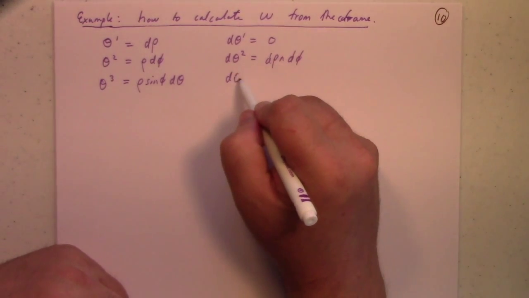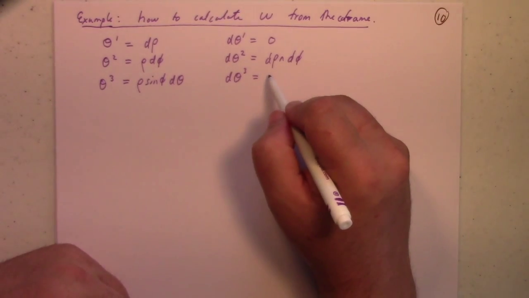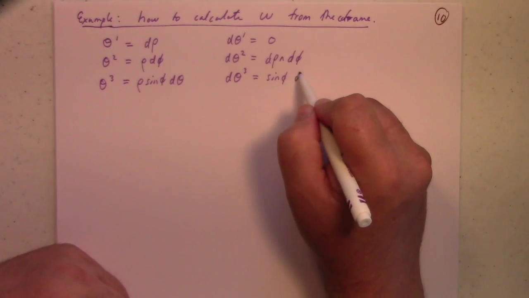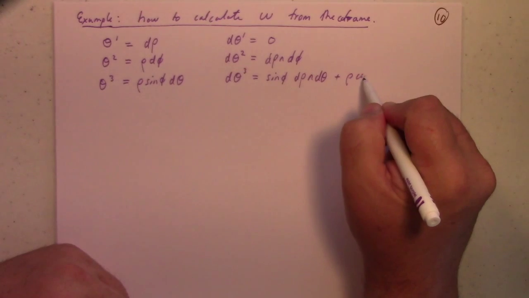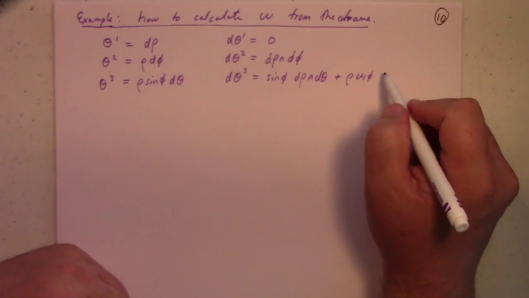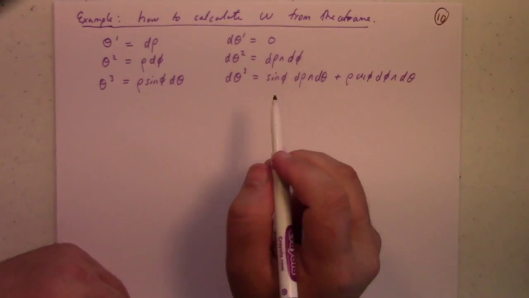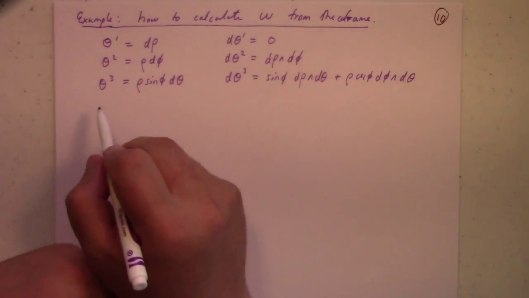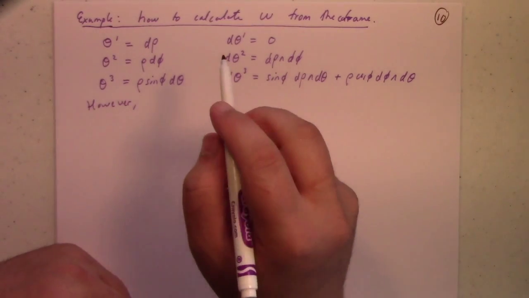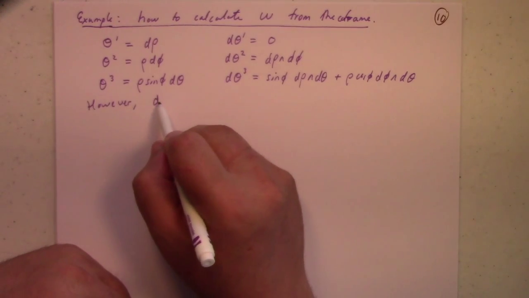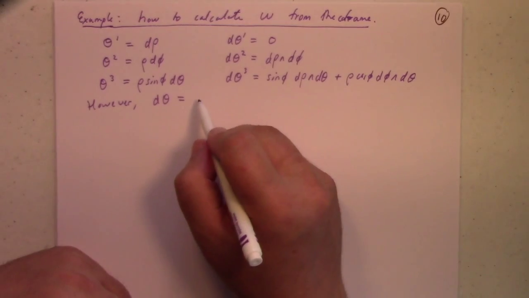So we can calculate: d theta 1 is 0, d theta 2 is d rho wedge d phi, and d theta 3 is, well, that one's more interesting, right? It's sine phi d rho wedge d theta plus rho cosine phi d phi wedge d theta. All right, but what do we know? d theta is equal to omega wedge theta, right?